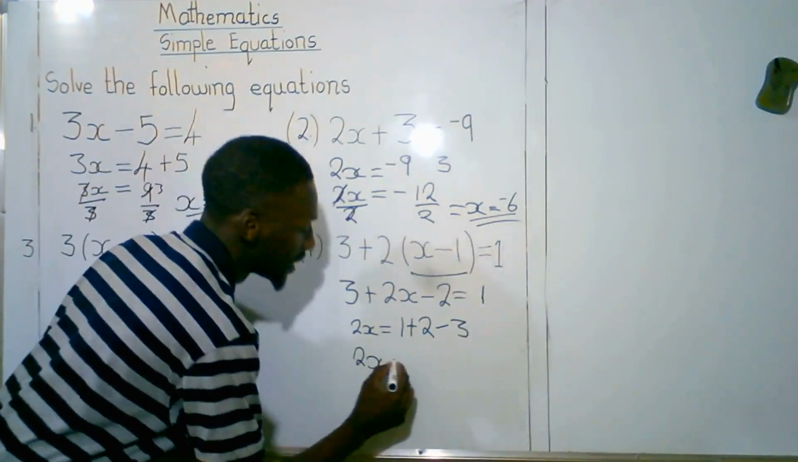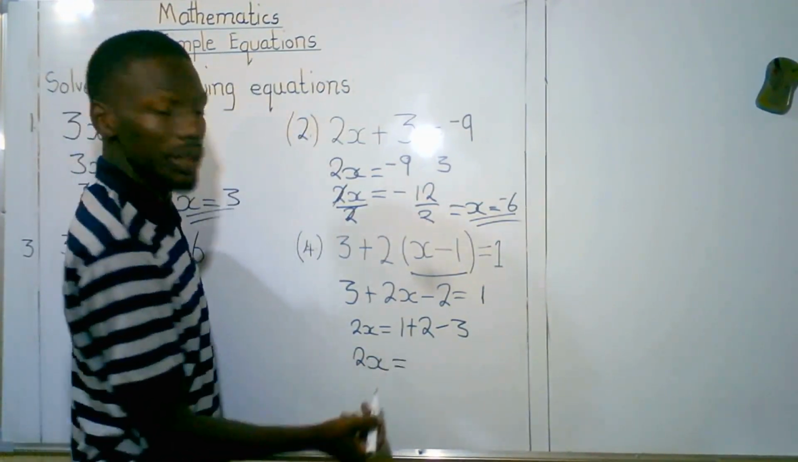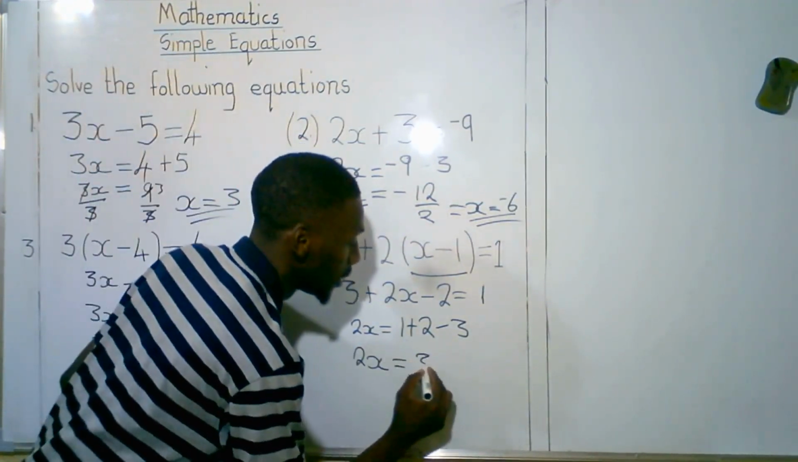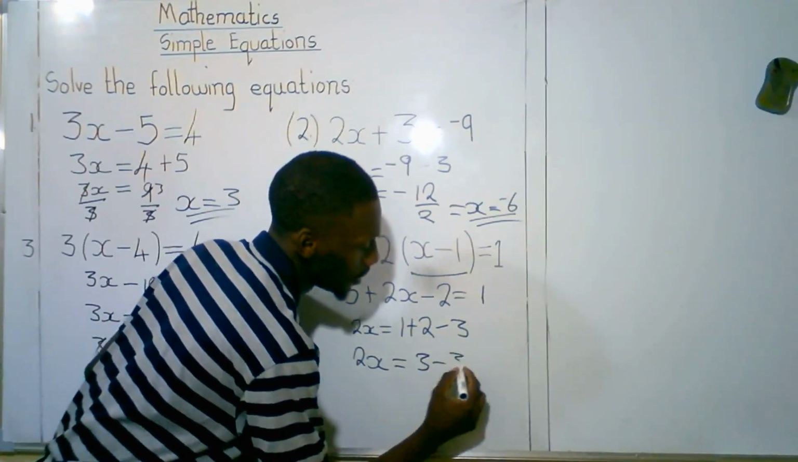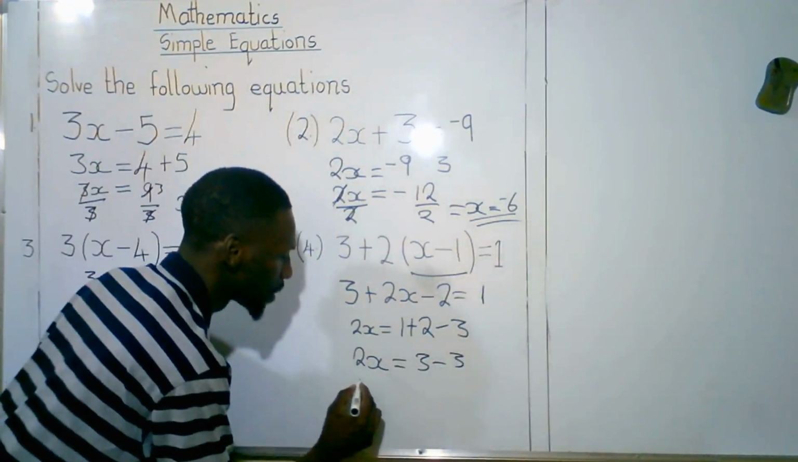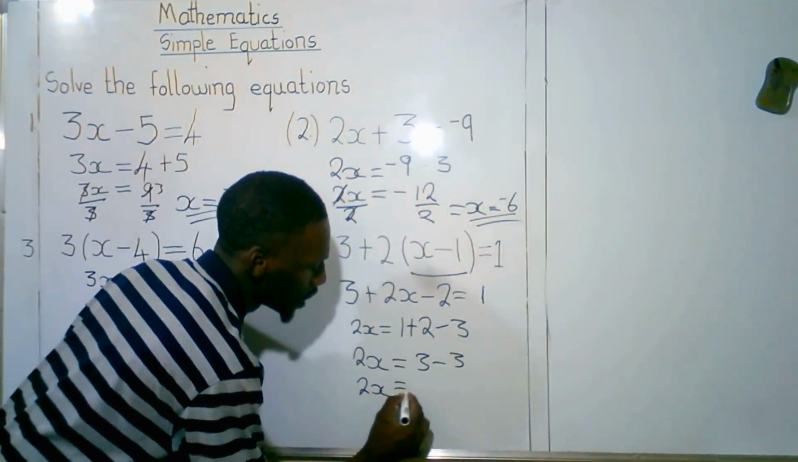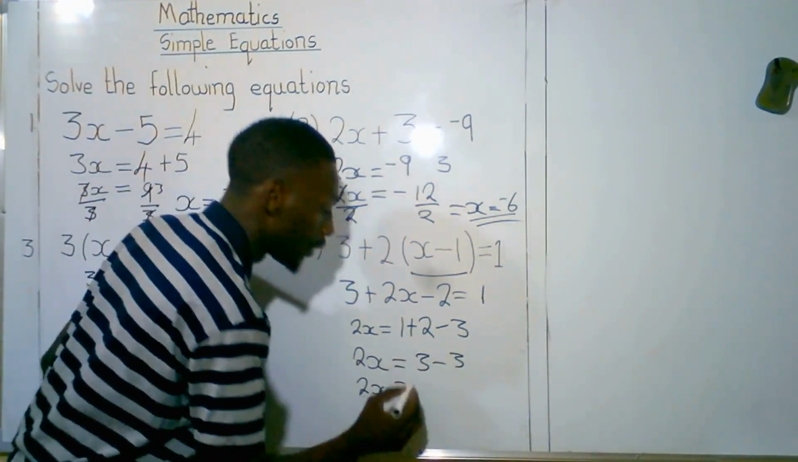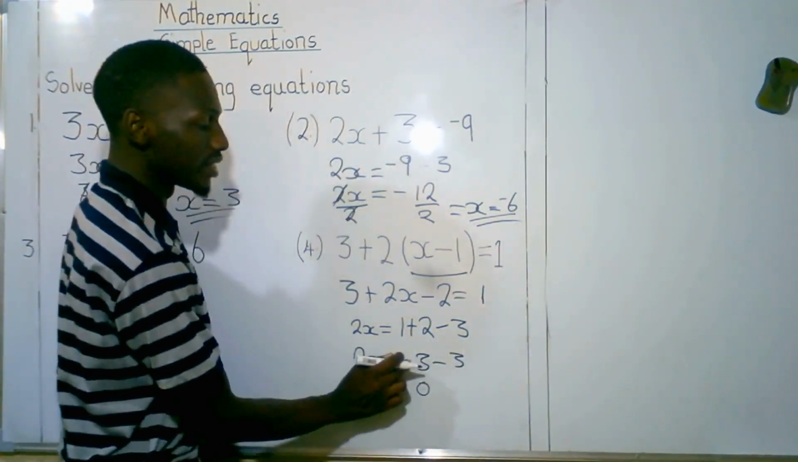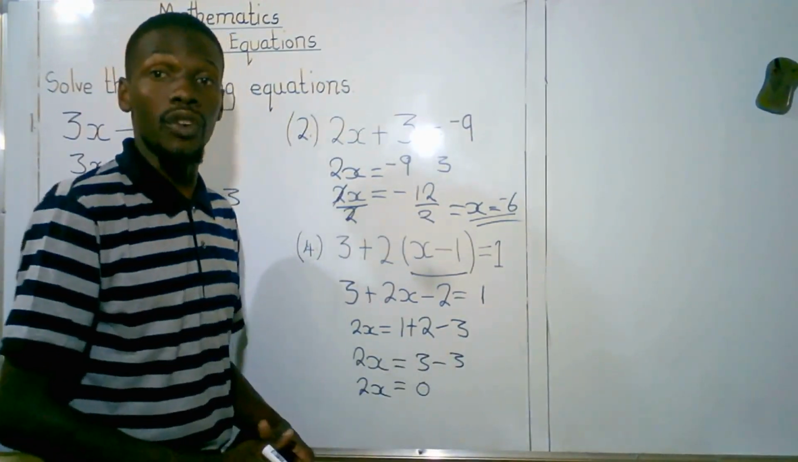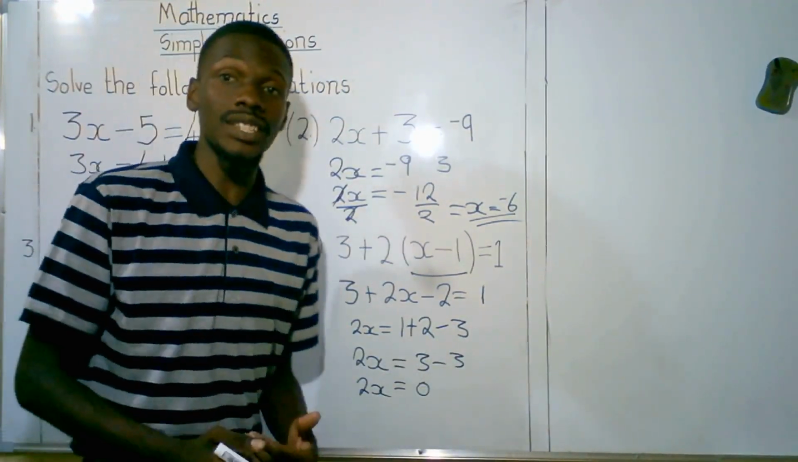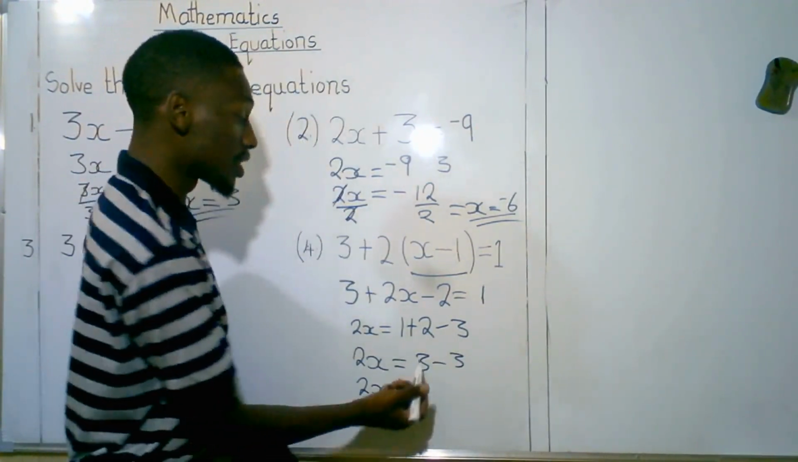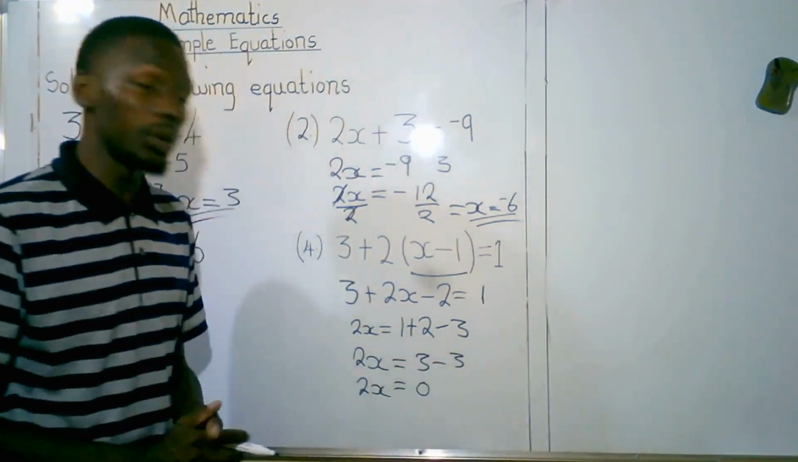2x is equal to 1 plus 2. We're saying it is 3 minus 3. Bring down the 2x as it is. 2x is equal to 3 minus 3. We're going to have a 0. This is a positive and this is a negative. When numbers are having different signs, what do we do? We subtract. So when we subtract 3 from 3, we're going to remain with a 0.